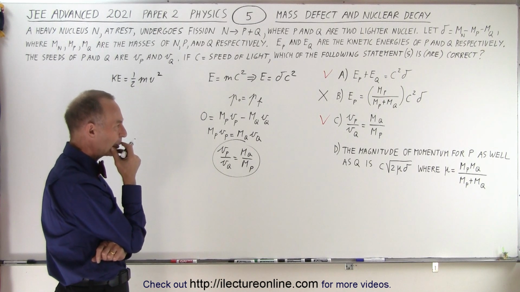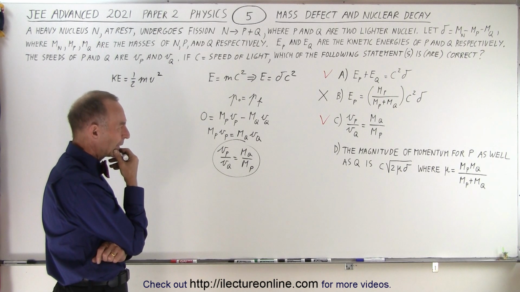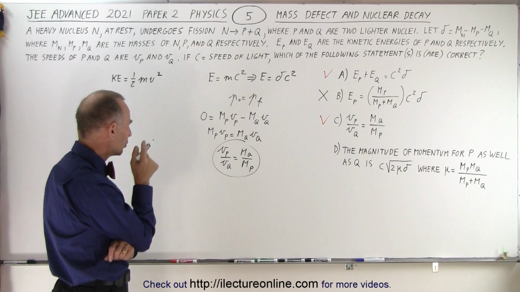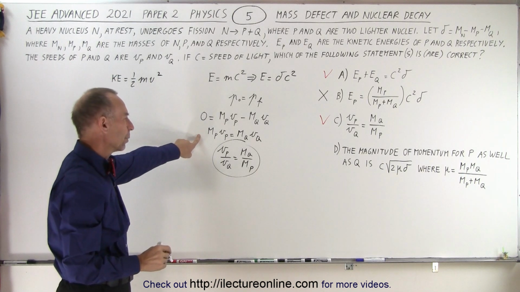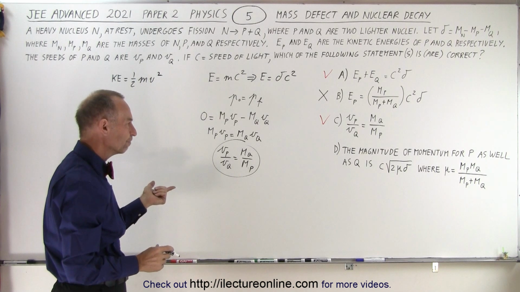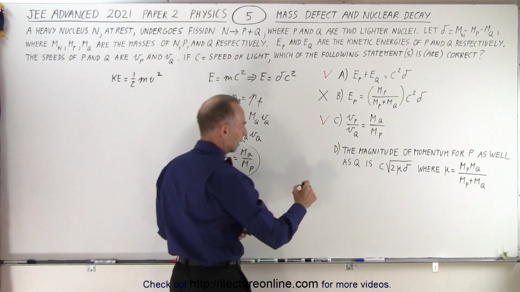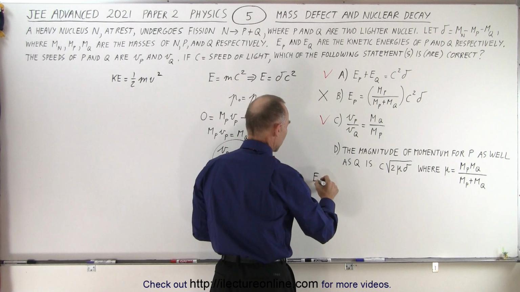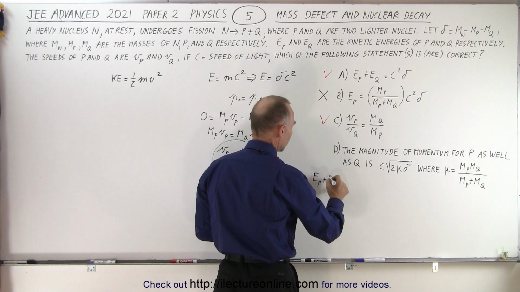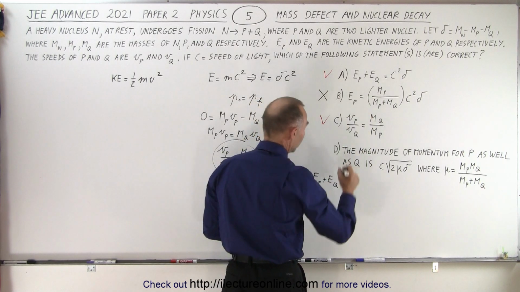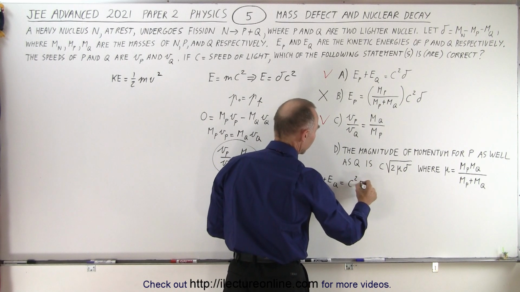Wow. Where do we begin? Well, let's see here. We do have this equation right here. We also have the energy equation, and maybe we'll start with that one. Maybe I'll come over here, and we can say that energy of P plus energy of Q must equal, like we said, c squared times delta.